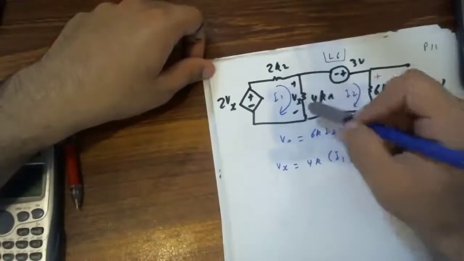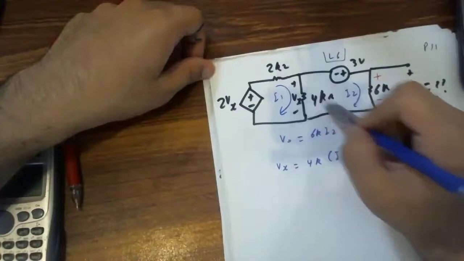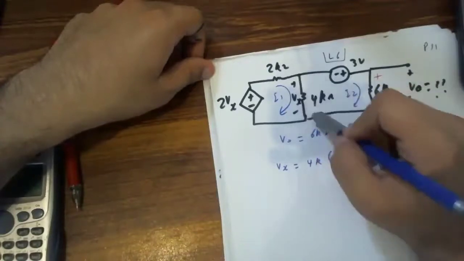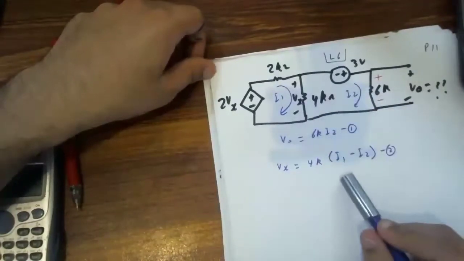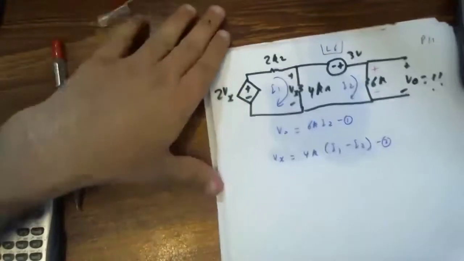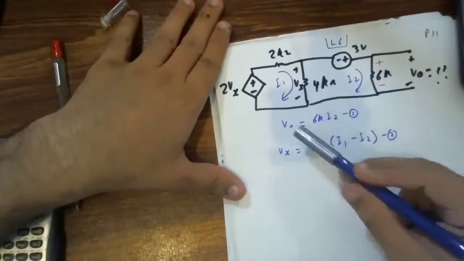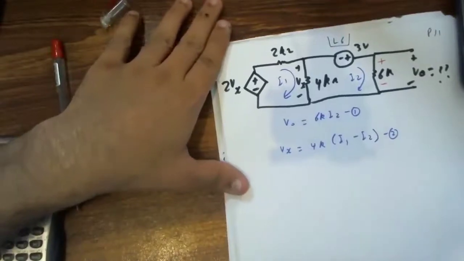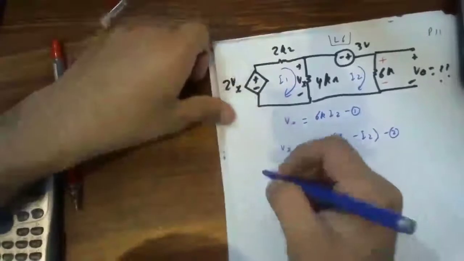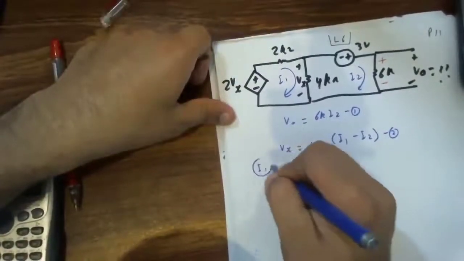So I1 is flowing from top to the bottom, but I2 is flowing from bottom to the top. So the net current from top to the bottom will be I1 minus I2. So 4K into (I1 minus I2). This is the value of the Vx. अब अगर मुझे I1 और I2 की वैल्यू पता लग जाए तो मैं Vx और V0 दोनों की वैल्यू फाइंड आउट कर सकता हूँ.